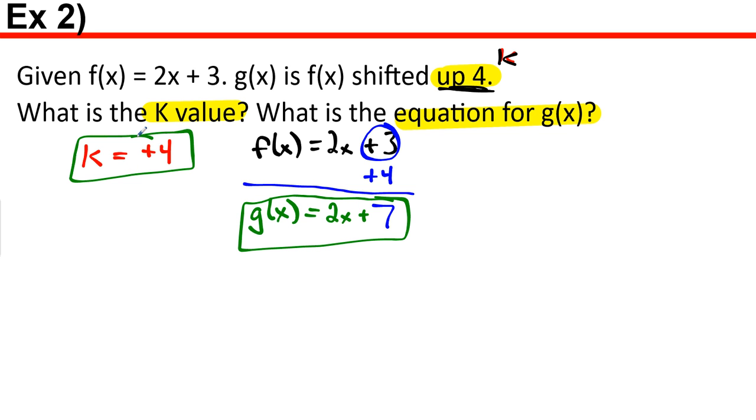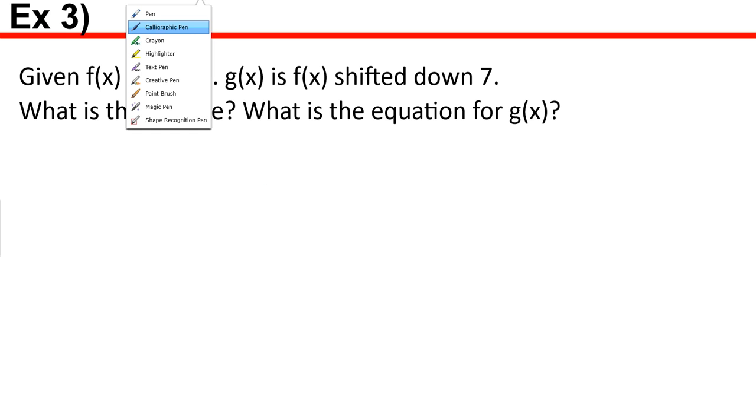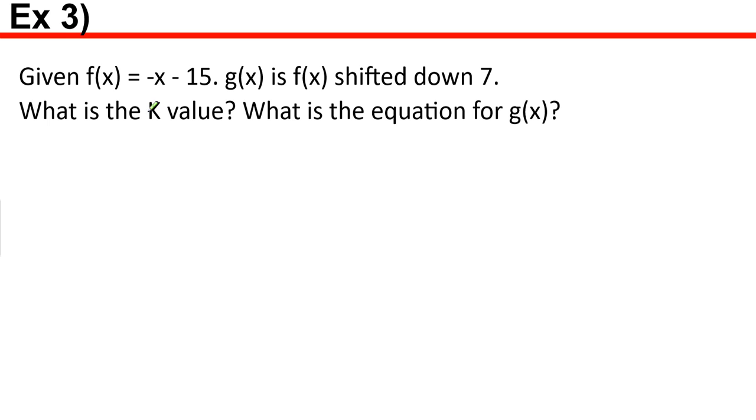Let's try another one. Example 3. Given f of x is equal to negative x minus 15, g of x is f of x shifted down 7. What is the k value, and what's the equation for g of x? Again, we've got to find the k value and the equation for g of x. Remember, the k value is just your vertical transformation, which here is we're going to shift down 7. So then what's our k value? Well, if I go down, that means I'm at negative 7 because I'm going down.